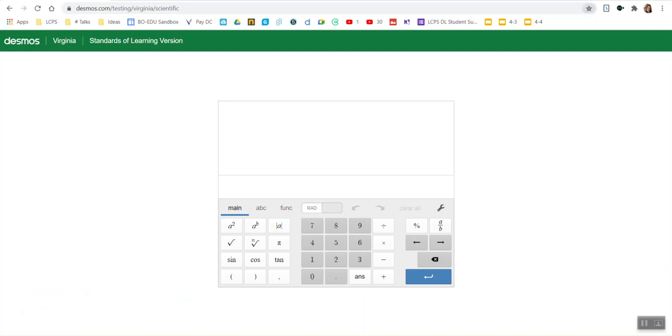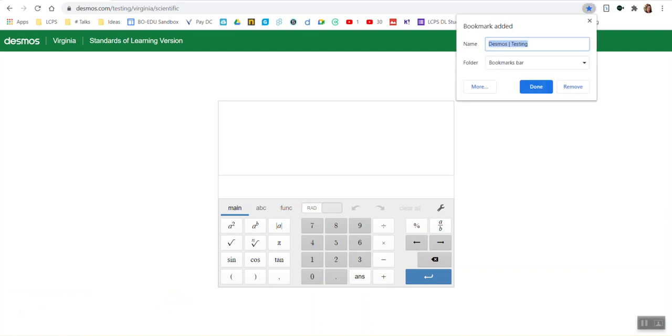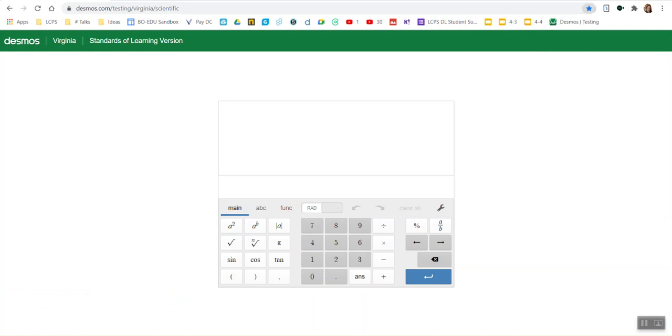You can just click the little star. It'll bring up the bookmark place. You can choose where you want it. You can put it on the bookmarks bar, and then mine shows up right there. If you don't want to name it that, you can name it calculator. You don't even have to put a name on it if you don't want to. You can see some of my icons don't even have names on them. But that is how you're going to get to the calculator that you can use for this unit.